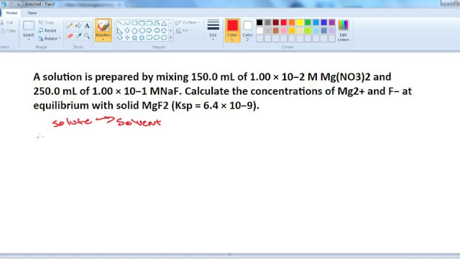Exactly, net ionic equation. And so here we can see that this is sodium fluoride. Anyways, we have magnesium and we have fluoride, right? So we have MgF2. We start off with our compound MgF2, right? And what does that dissociate into? Mg2+ and F-.